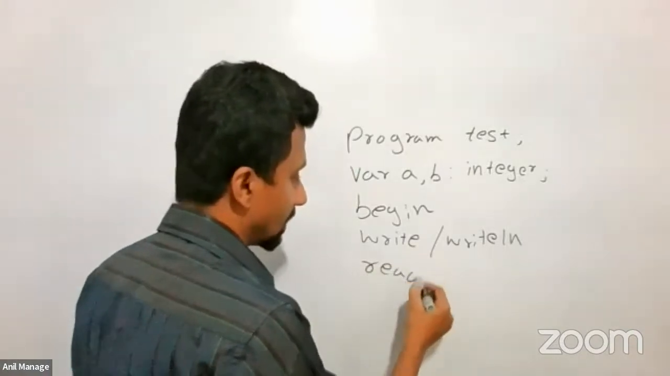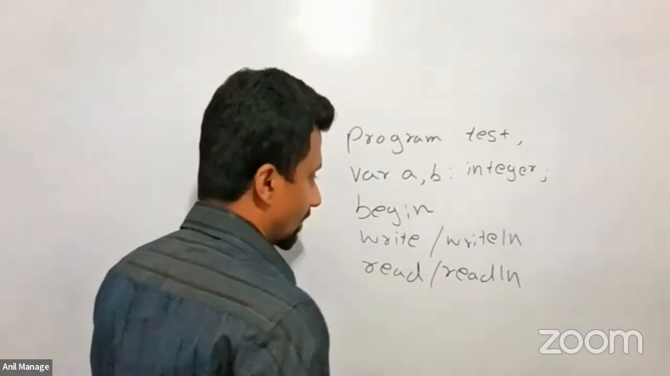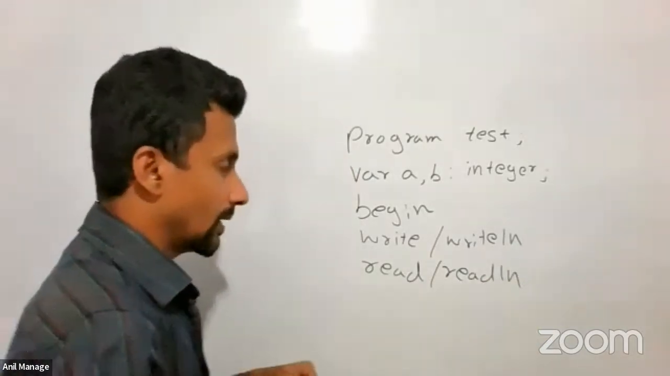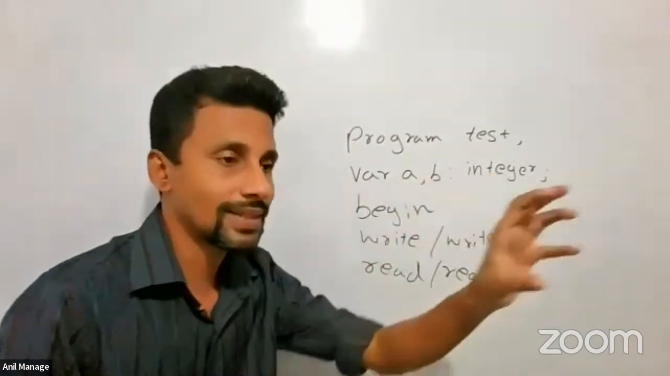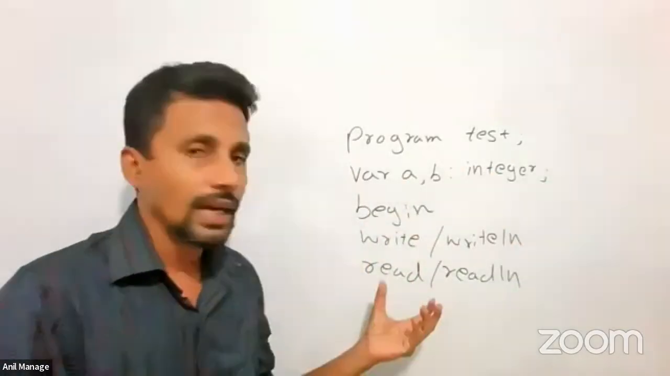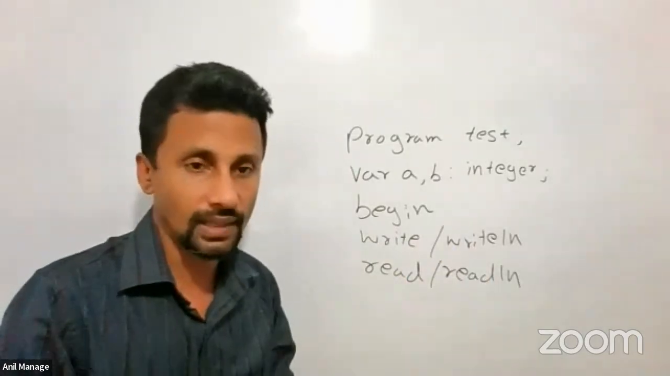When you are taking something into a variable, you can use read or readln. So read and readln are also used to take something. The write or writeln you are using to display something to the user. Read or readln you are taking from the user to the variable.